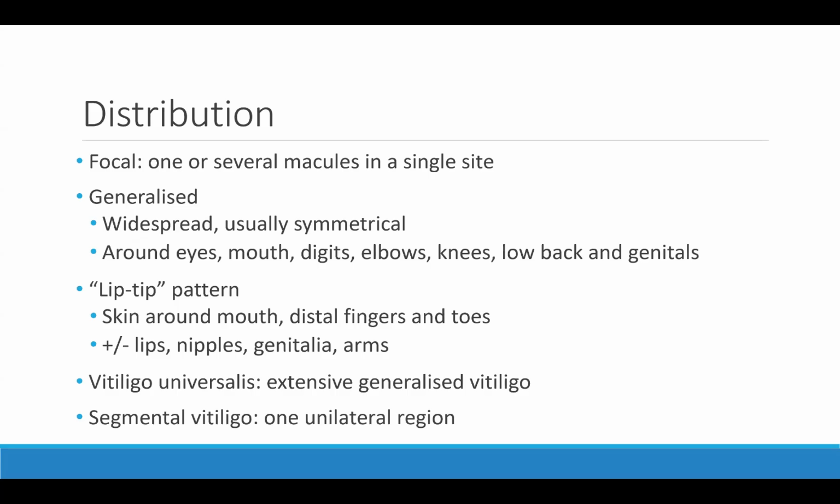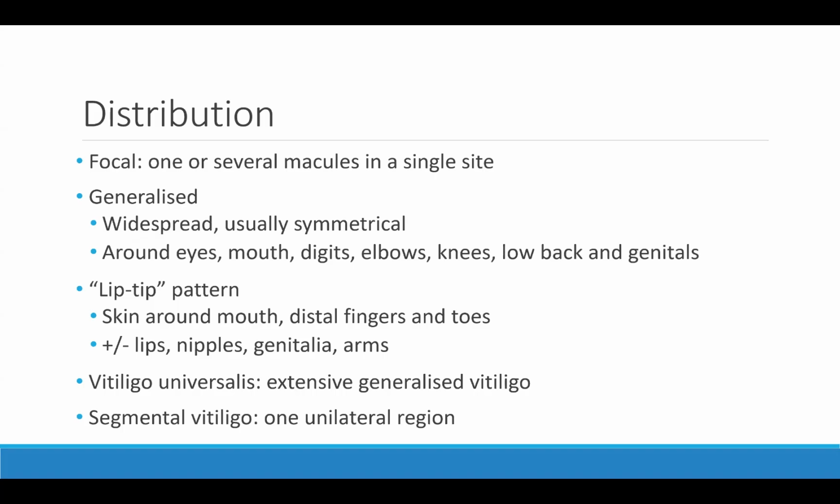In terms of distribution, it can be focal, in which you get one or several macules in a single site; generalized, which is widespread and usually symmetrical, affecting the areas around the eyes, mouth, digits, elbows, knees, lower back, and genitals. You can also have a lip-tip pattern, which affects the skin around the mouth, distal fingers, and toes, with or without involvement of the lips, nipples, genitalia, and the arms.